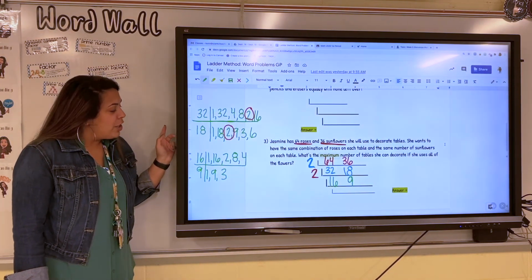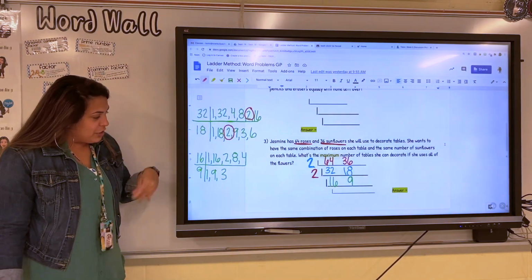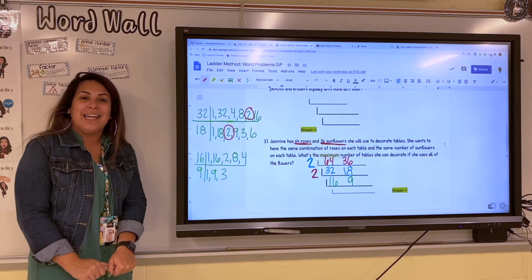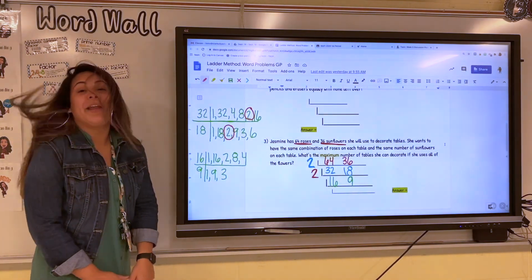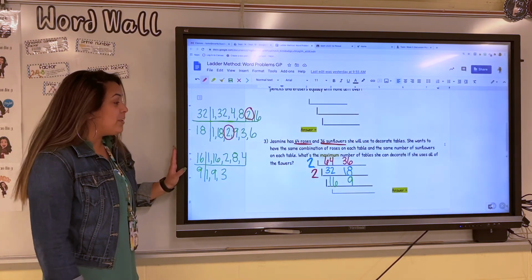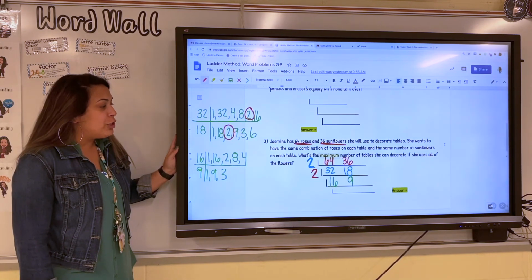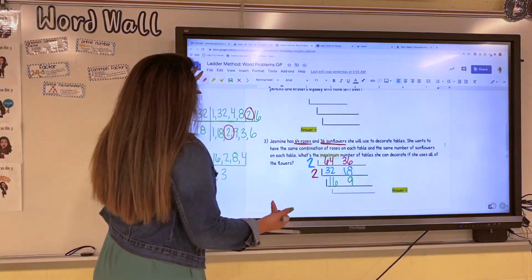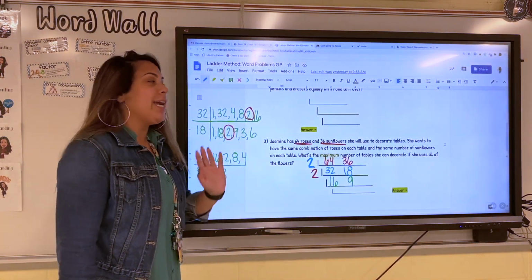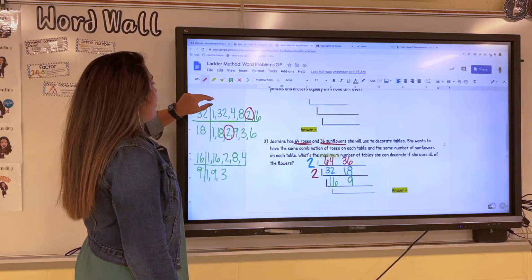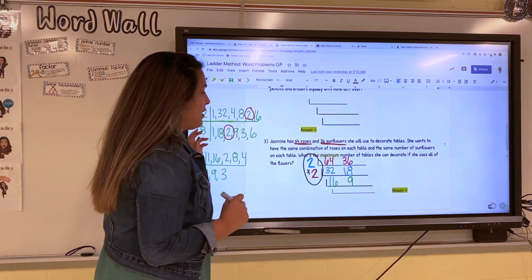Y'all so smart. So now looking at this lovely table, are there any factors that they have in common besides the number 1? I don't see any, so no. So 16 and 9 don't have any other factors in common besides number 1. So I need to find the GCF, because I'm done now. I'm done factoring. I just gotta find my GCF. So when I do that, I'm gonna multiply 2 times 2, which gives me 4.